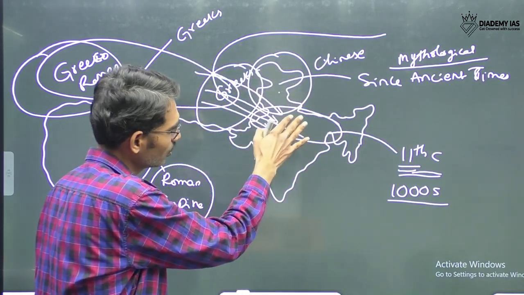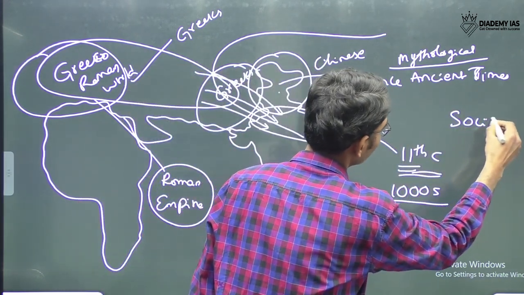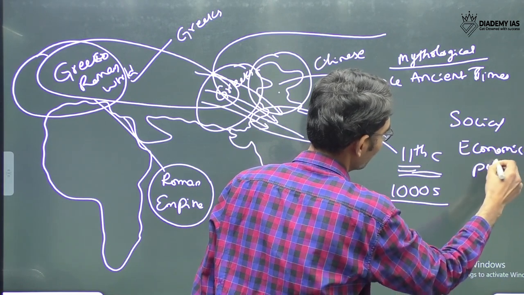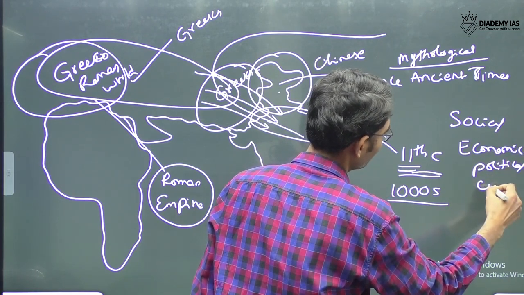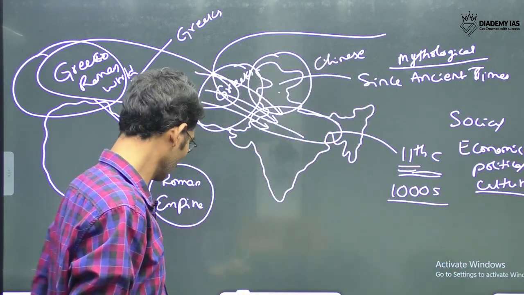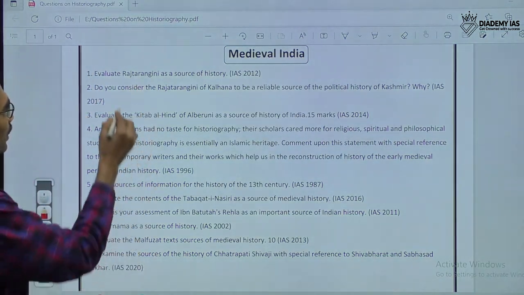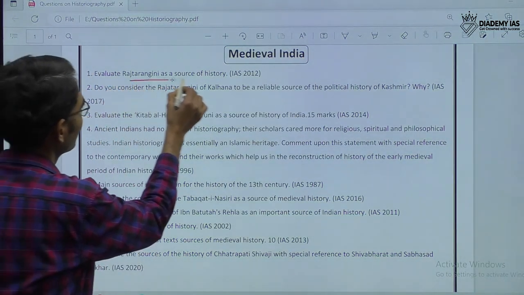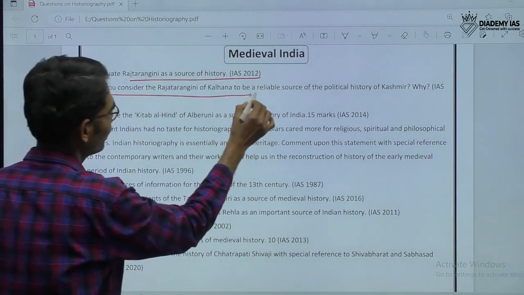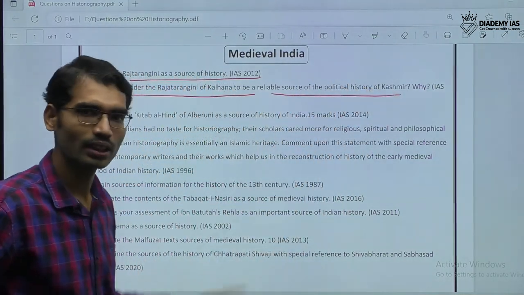However, his source is very important to understand the social, economic, and political aspects of the time period. That is one important source. That's why sometimes questions come in this aspect. Evaluate Rajatarangini as a source of history. One question: do you consider the Rajatarangini of Kalhana to be a reliable source of political history of Kashmir?